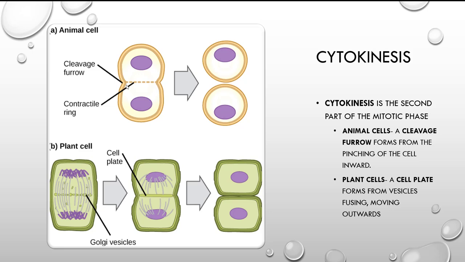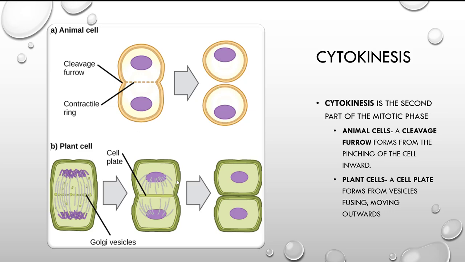And when it pinches inward, it forms what's called a cleavage furrow. Okay, so it just kind of pinches inward on either side of this elongated cell until the pinching goes all the way inward until you end up with two separate cells. Okay, so that's how cytokinesis works in an animal cell.